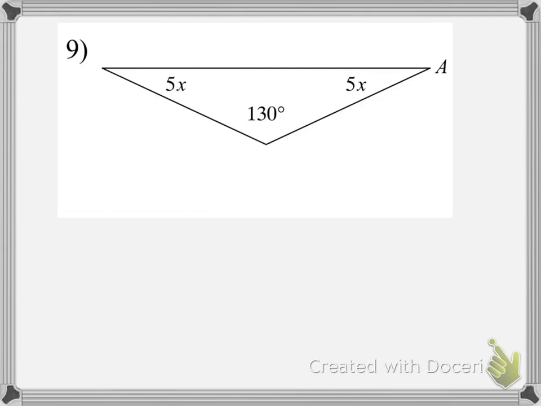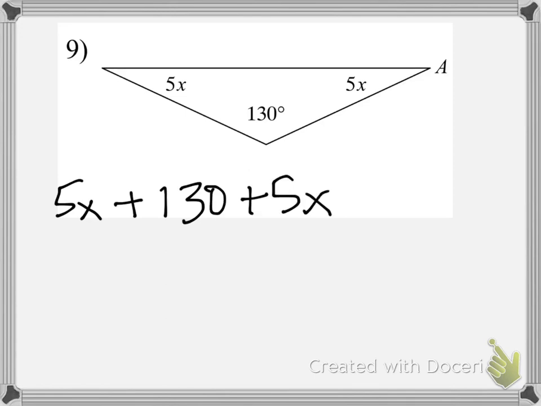So here, same setup. We have a triangle. Remember, all three sides of the triangle add up to 180 degrees. So it's going to be the same setup. We're going to add them all together. So we have 5x plus the 130 plus the 5x, and that's going to be equal to the 180. So before we can solve for angle A, and so if you guys see angle A is here, we have to solve for x. Okay, so we're going to go ahead and solve for x, combine our like terms.